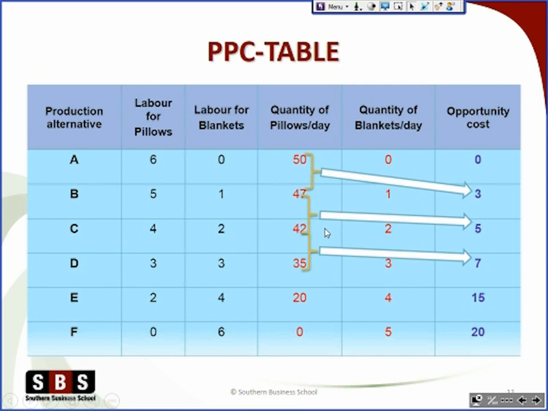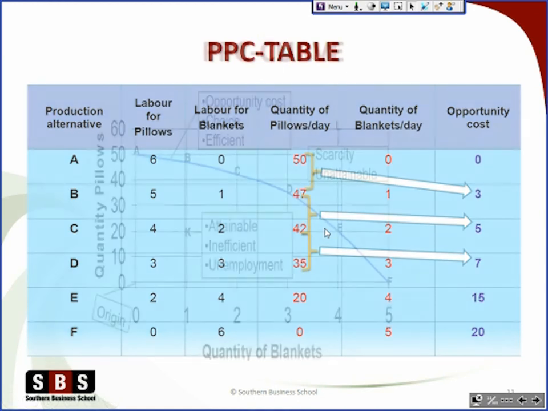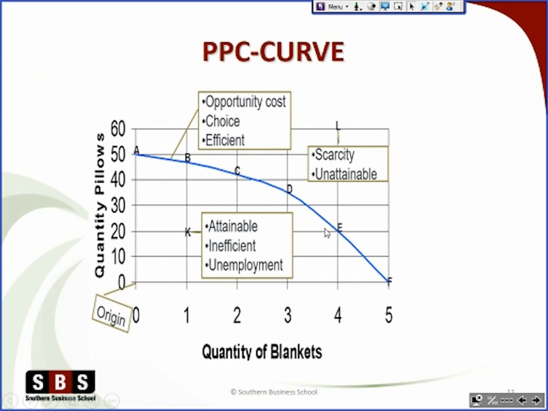PPC curve, just remember that the axis on the PPC curve is always between two goods. Let's take pillows as product A, and on the x-axis, you'll get the blankets. So PPC curve is different to a supply and demand curve, which we'll get to. It's about two products, any two products. Pillows and blankets is just an example. You can call it product A and product B. All right, so we're going to get to the curve. This is what I want you to know for the exam.